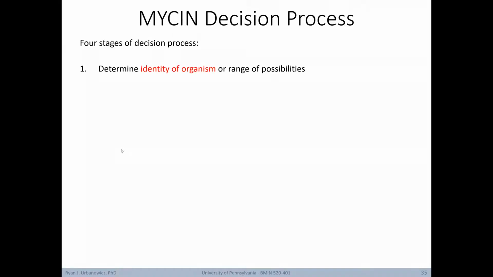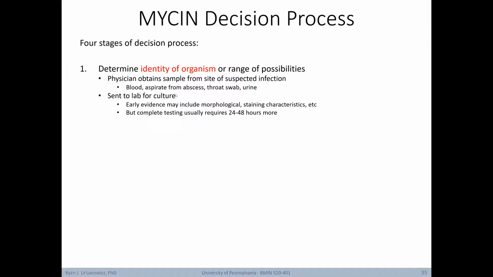The MYCIN expert system decision process takes 4 stages. First, determine the identity of the organism, or at least a range of possibilities. Here the physician obtains samples from the site of the suspected infection, such as blood, aspirate from abscesses, throat swab, or urine, and this is sent to the lab for culture. Early evidence back might include morphological, staining characteristics, etc., but the complete testing of the sample usually requires 24 to 48 hours, if not more.